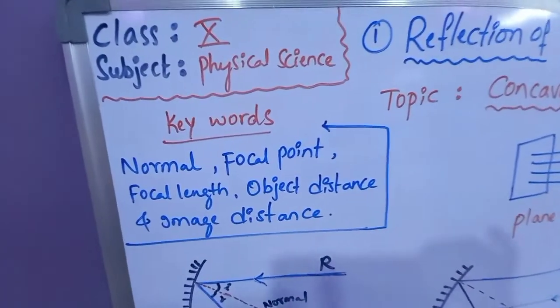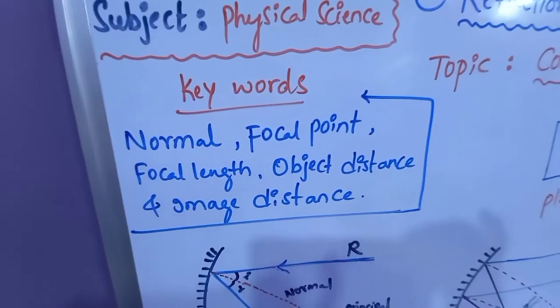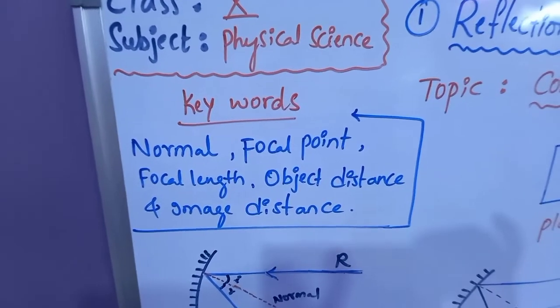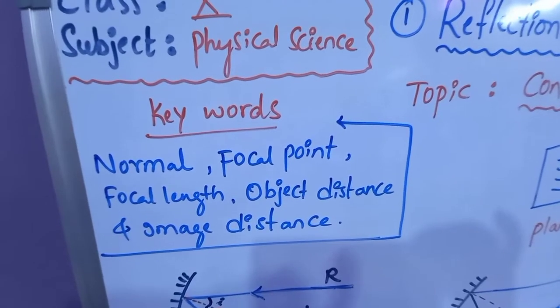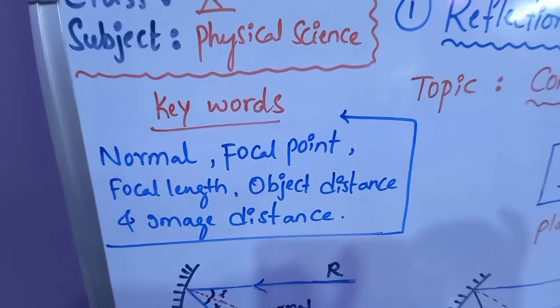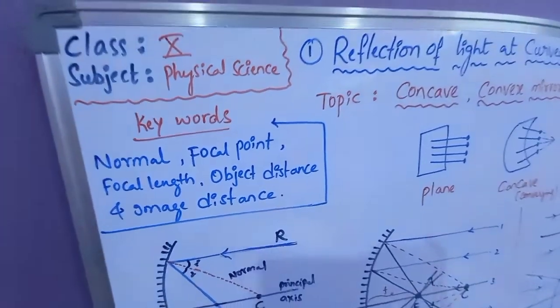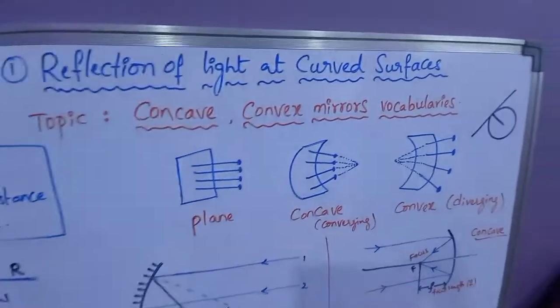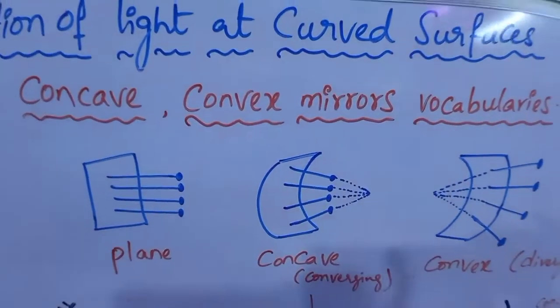Okay, in today's class, there are some keywords. Normal: what is normal for a plane surface and for a curved surface, and how can we find it? Then focal point and focal length in case of concave mirrors and convex mirrors, and object distance and image distance. Let us find out the normal to a curved surface. How can we find out the normal to a curved surface?